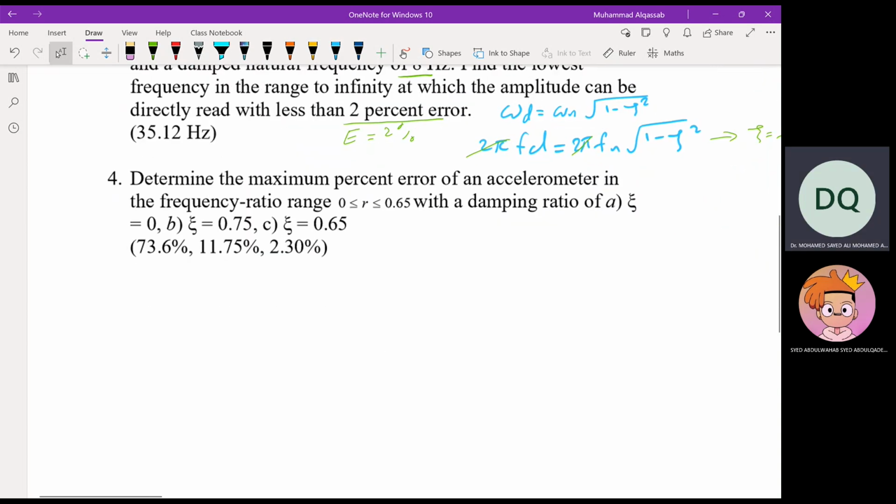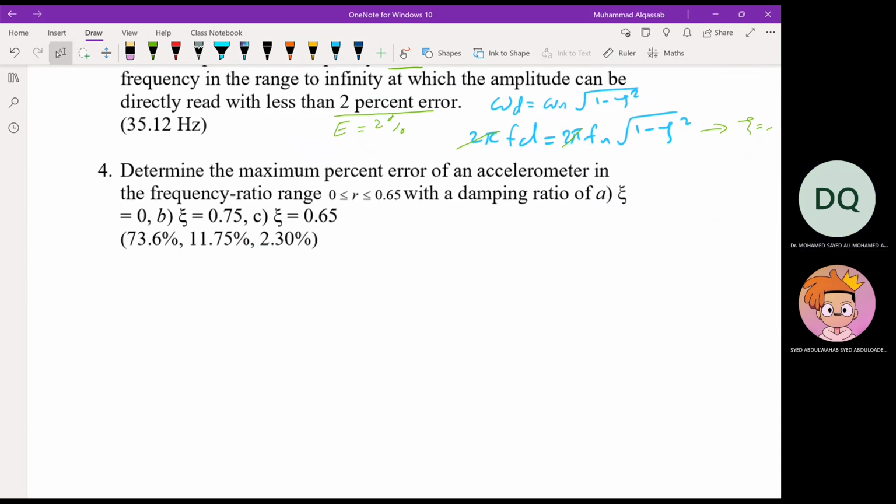Question number 4: determine the maximum percentage error of an accelerometer in the frequency ratio range R greater than or equal to 0 and less than or equal to 0.65, with a damping ratio of A, zeta equal to 0, B, zeta equal to 0.75, and C, zeta equal to 0.65. So there are 3 questions in one question here. The range, of course, is different. This is up to a maximum of 0.65.